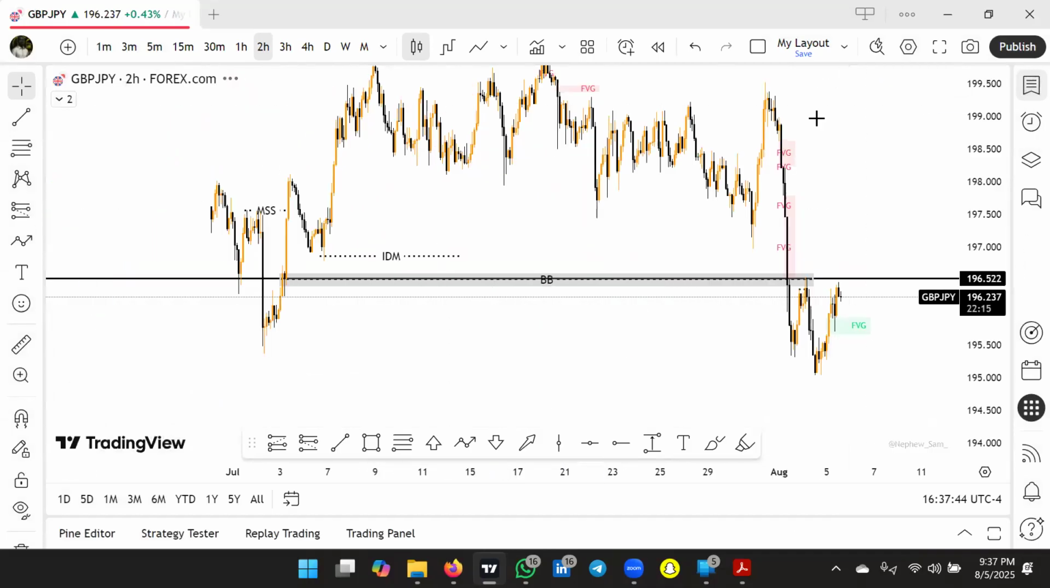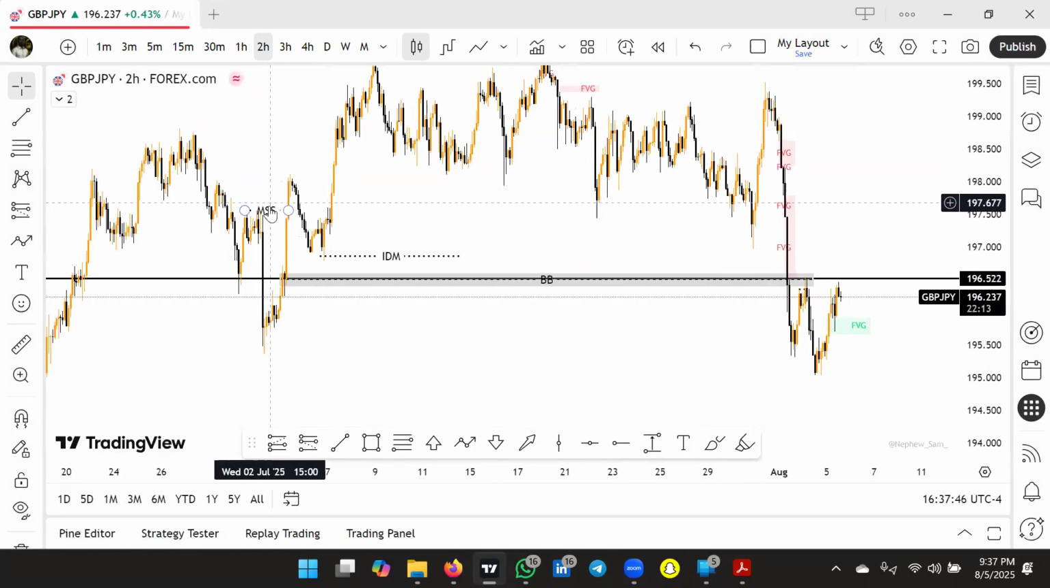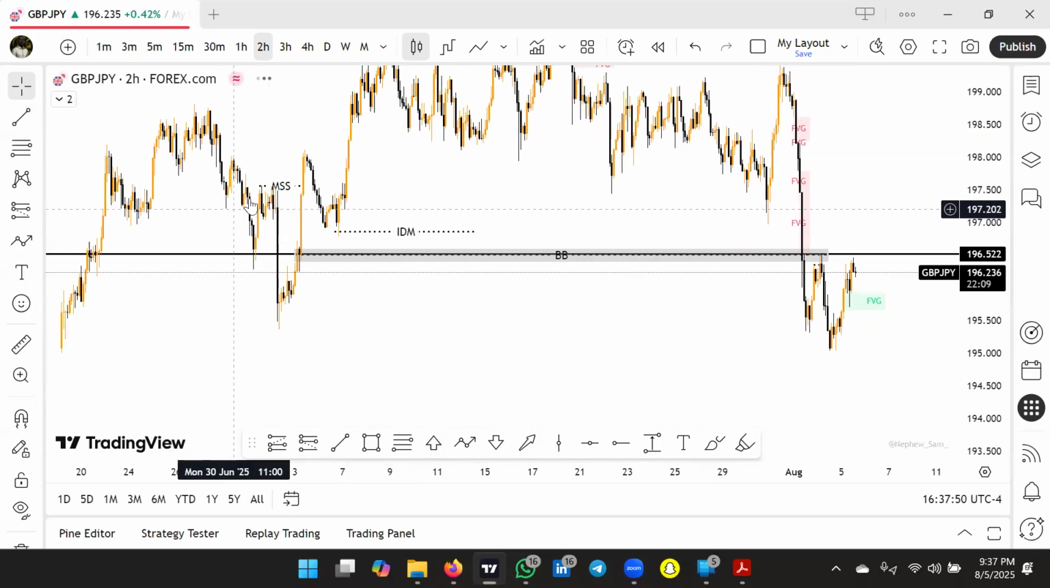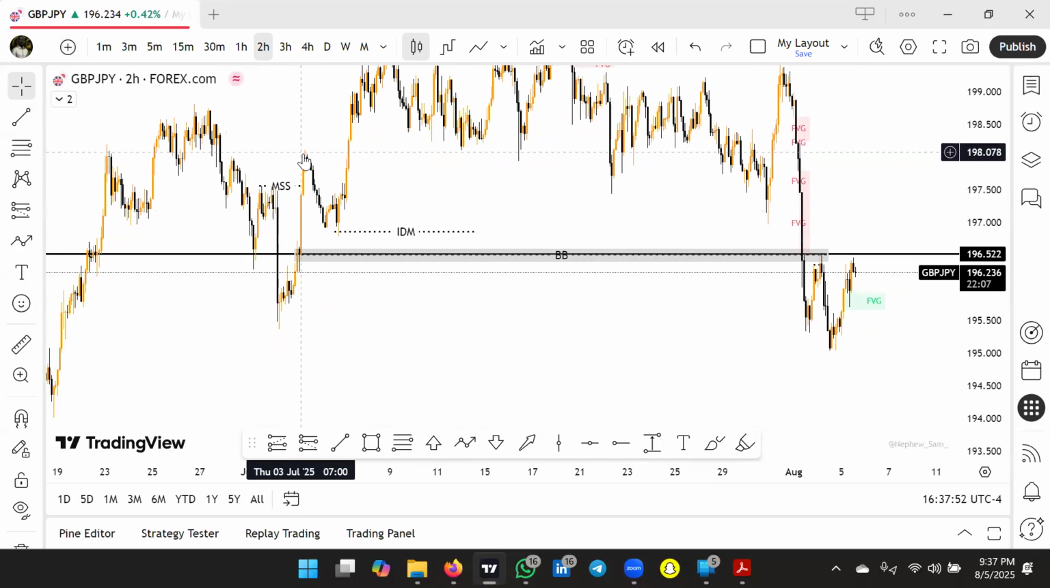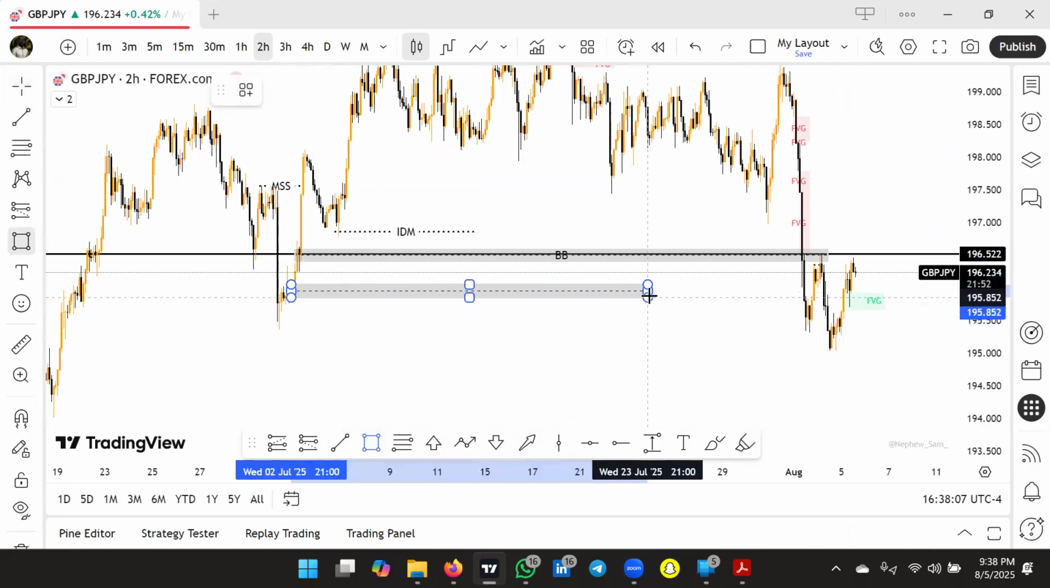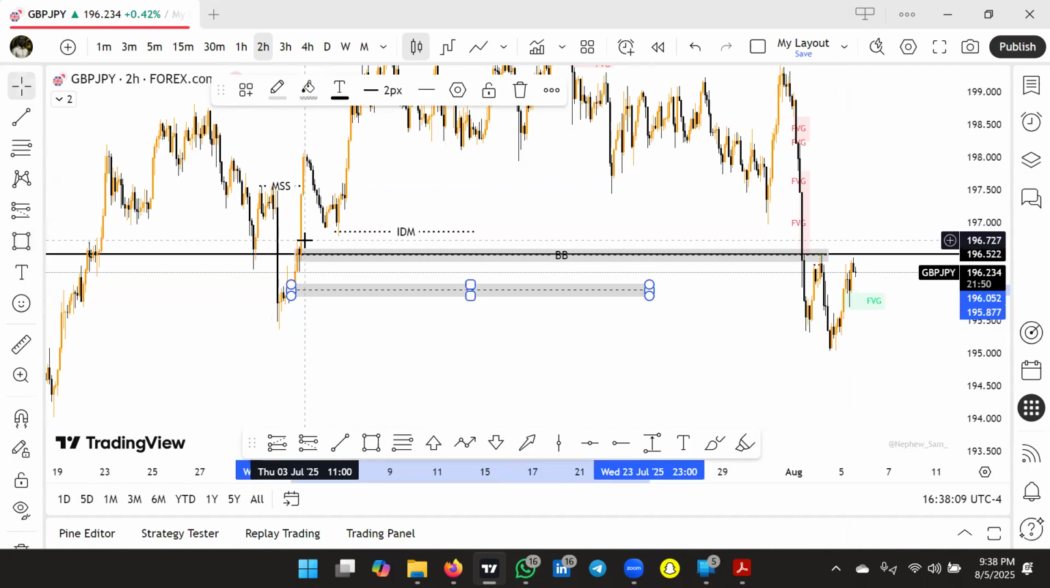Now, look at it. There is a presence of a market structural shift, right? Normally, when there is a market structural shift, you look for the origin that gave you that shift. Or when there is a break of structure, you look for the origin that gave you that break of structure, right? So the origin that gave us the shift can be this one. We have several other blocks here. There's another block here, and there's another block here too.